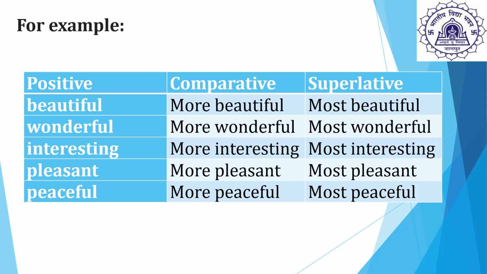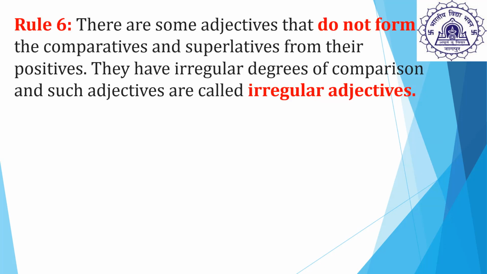So children, here we don't have to make the mistake of adding a double L and ER and EST to it. It's completely wrong English. So we will not add something towards the end of the adjective. We will instead add more in the comparative degree and most in the superlative degree. So these exceptions of adjectives we have to always remember when we are changing the degrees of comparison.